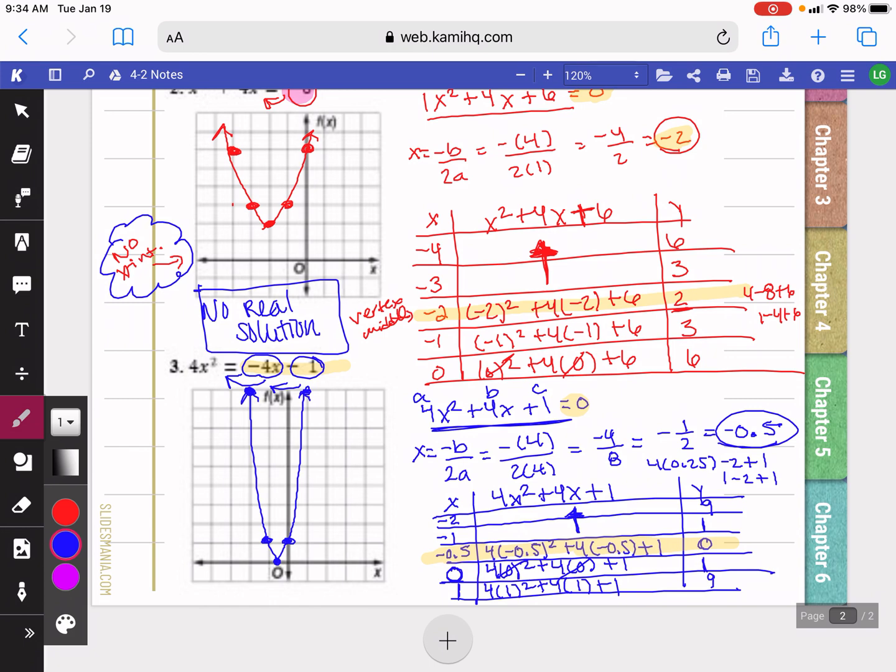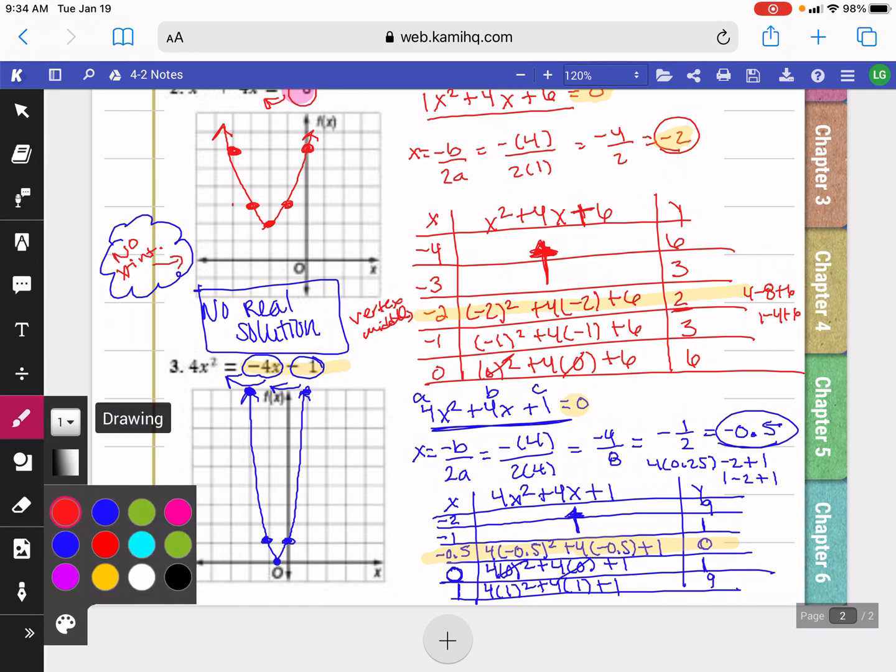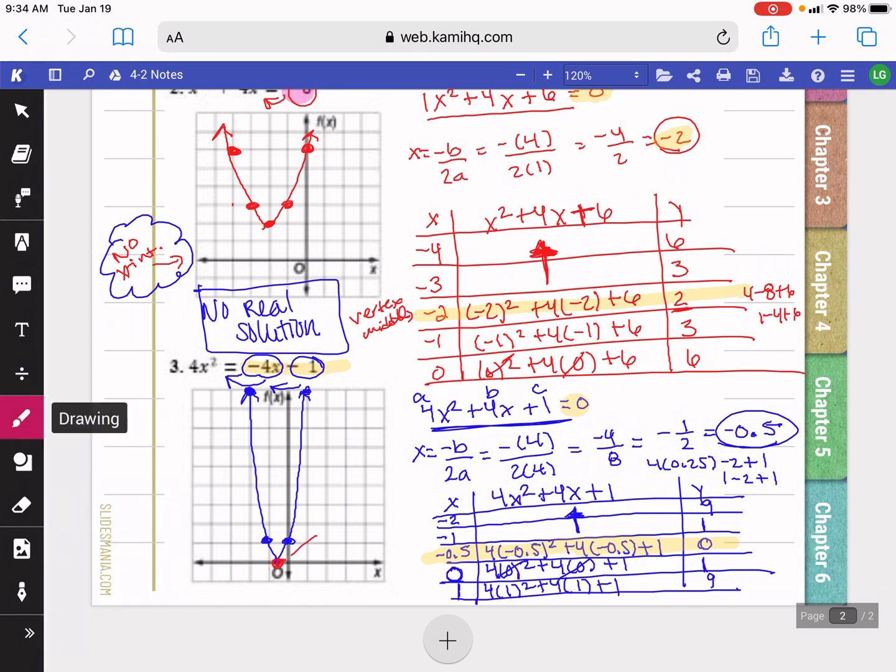Once you have your graph sketched, you want to look at your x-intercepts for your solutions. This one has one x-intercept, and it was at negative 0.5. So our solution for this problem is negative 0.5. In other words, there's only one real solution here. There's only one number that if you were to plug it in for x, it would give you an equation that makes sense.